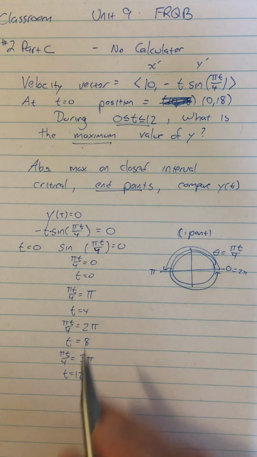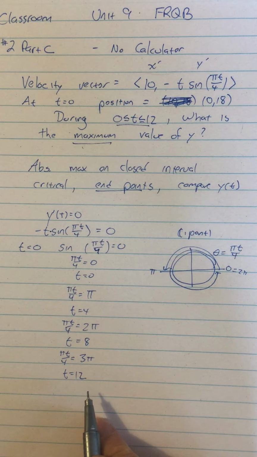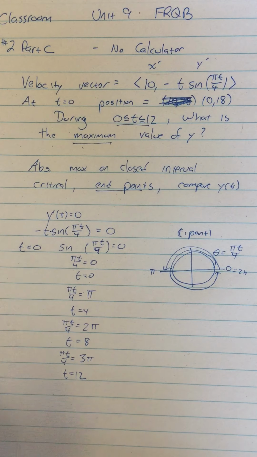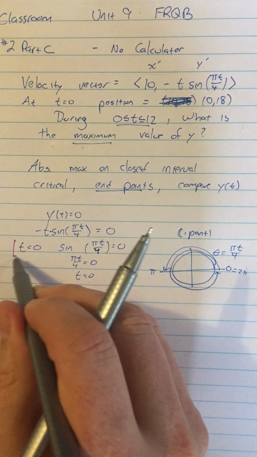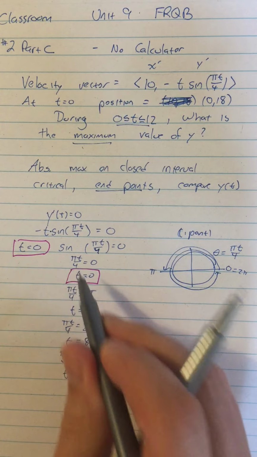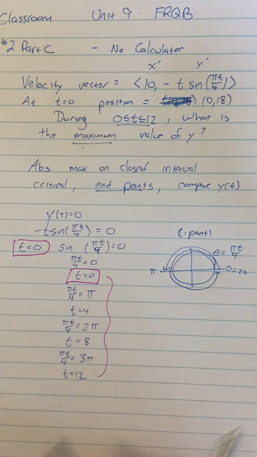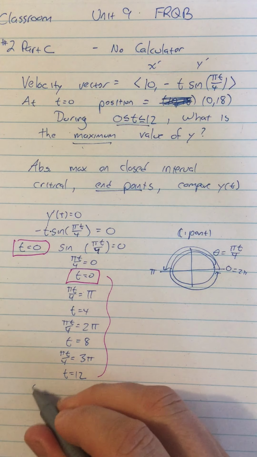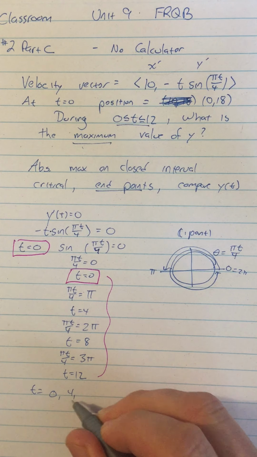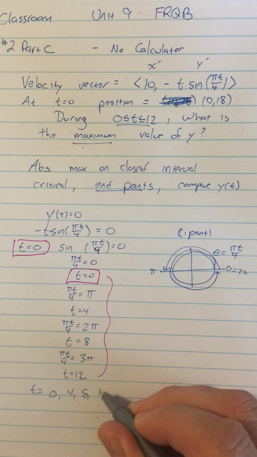So in fact, you have four solutions from this equation, one solution of this equation, which happens to be redundant with one of these solutions. So really, these are your only four solutions. These are your critical points of y. So we have t equals 0, 4, 8, and 12.